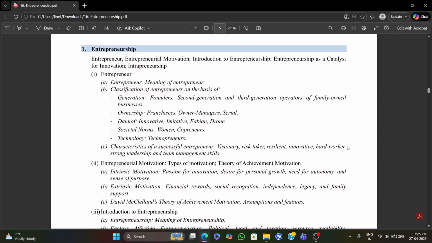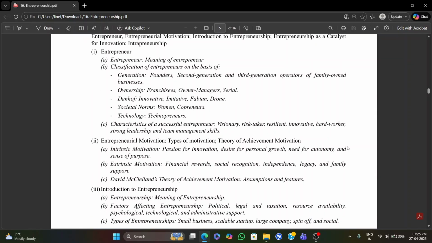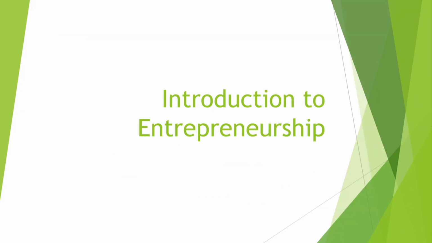entrepreneurship. In this chapter, you have to learn about what you mean by entrepreneur, entrepreneurial motivation, introduction to entrepreneurship, entrepreneurship as a catalyst for innovation, and entrepreneurship. These are the terms and the main topics you need to focus on in this first chapter. So let's look at the first topic, that is entrepreneur: the meaning of entrepreneur, classification of entrepreneurs, and characteristics of a successful entrepreneur. So let's go to the details of entrepreneurship.